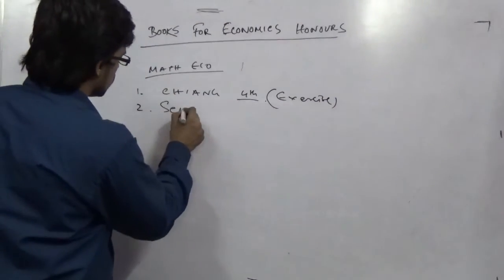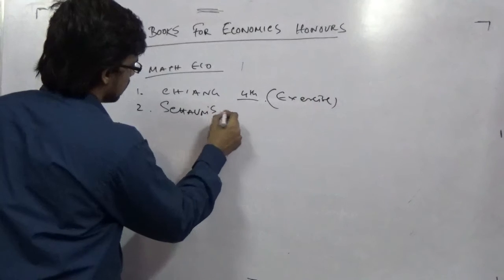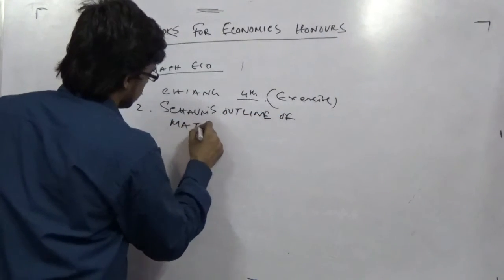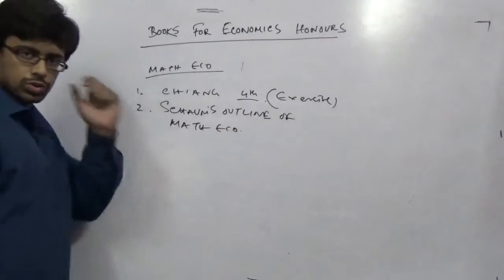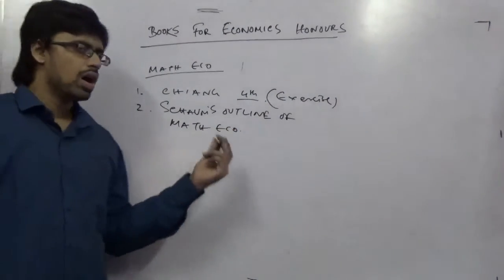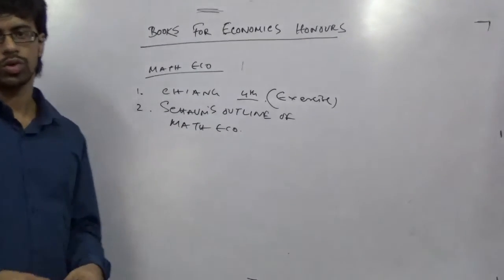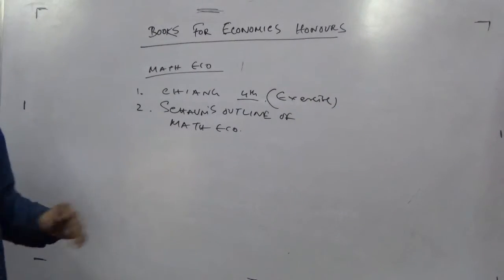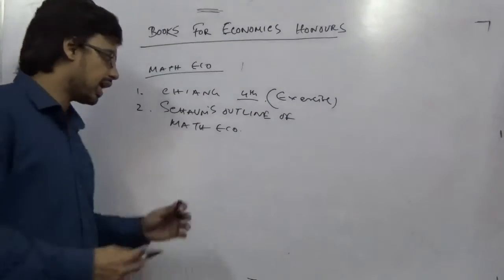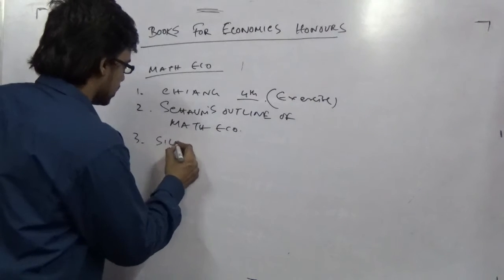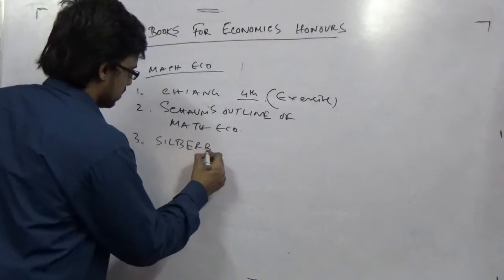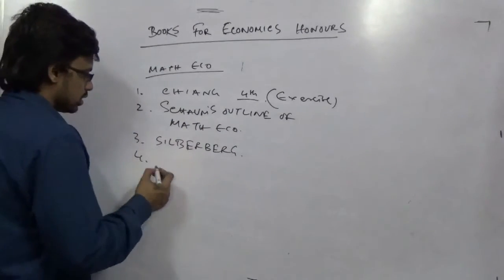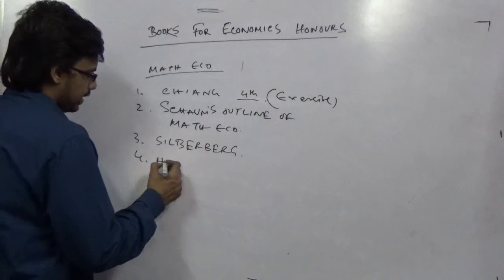Then you go for Schaum's Outline of Mathematical Economics. This book is priced around 1,500, but you can get it from your library and get it photocopied, or sometimes you can directly borrow it or get the PDF. So these 2 books are a very good start, and then there is a very advanced book called Sydsaeter and Hammond. This is for competitive level, not for honors level, but for advanced mathematical economics, there is another book called Henderson and Quandt.